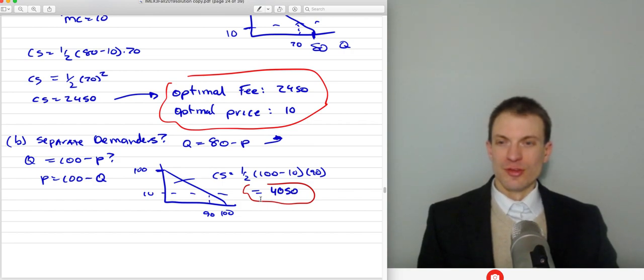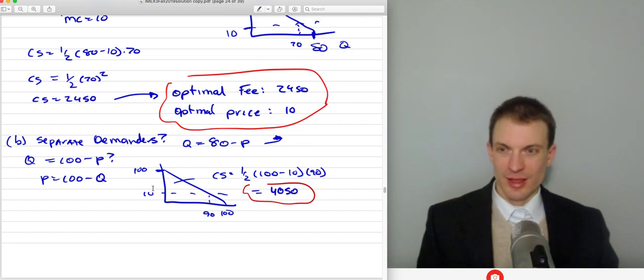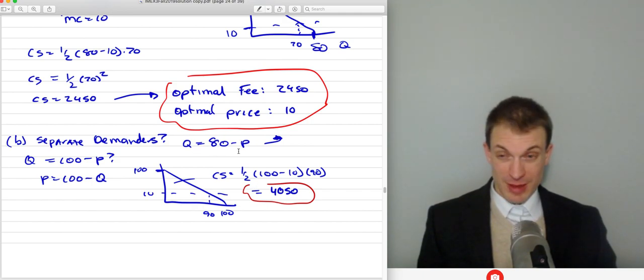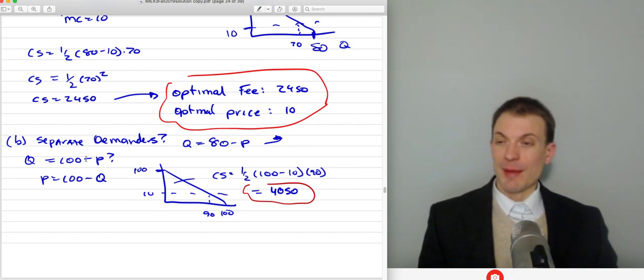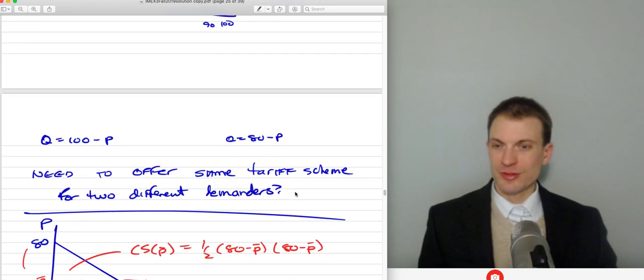So here we're going to set price equal to 10 again, and we're going to set the optimal tariff, the optimal fee for these demanders, at 24.50. The optimal fee for these demanders is going to be 40.50. And that'll work if we're able to isolate them and separate them so that each is able to get their own access fee, and then they both pay the same per unit price.